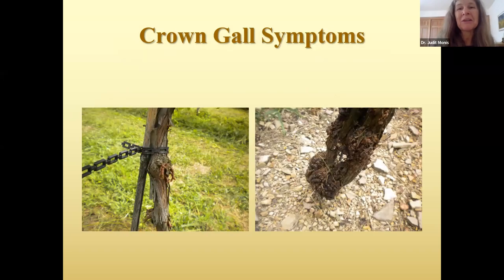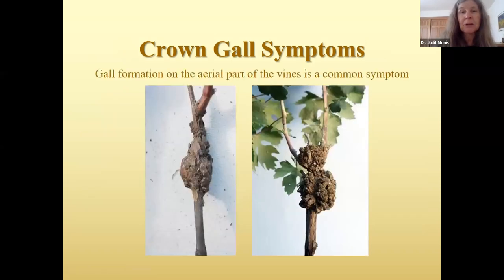Here are the symptoms of crown gall disease. Basically, from the name of the disease, you expect to have the galls on the crown, or bottom part, of the plant, but that is not always the case. Oftentimes you can also see galls in the aerial part of the plant. That is something that we will see sometimes in nursery propagated material, but also in the field, depending of course on the climatic conditions, maybe not so much in northern Canada, but we do see these symptoms quite often in California.